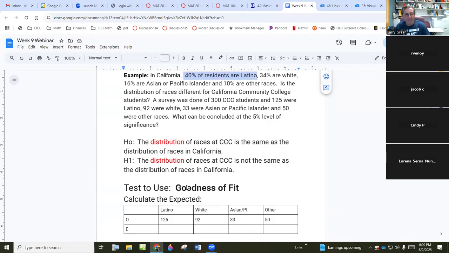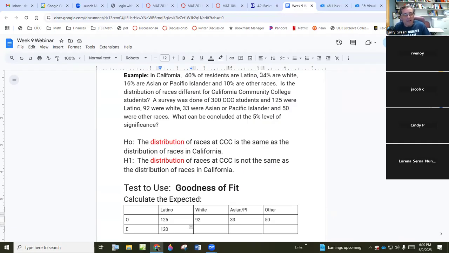So to get the expected number of Latinos, we take 40% of 300. And 4 times 3 is 12. 40% of 300 will be 120. You can multiply it in a calculator, whatever it takes, but you need to be able to get that expected. Any questions on how I calculated the expected? I took 0.4 times 300 and I got 120.